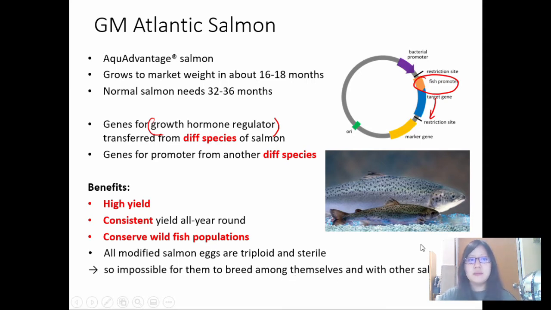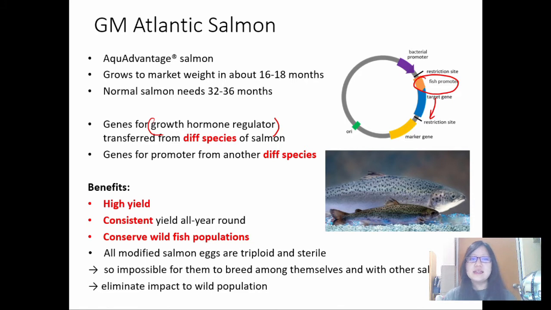So each salmon must be made in the lab and then sent out to the farm. It cannot outbreed with other salmon. Even if they escape, it would just die alone and be forever alone. It won't breed, and that's good because the gene wouldn't be transferred to the wild population, and this eliminates impact to the wild population. So yeah, that's what you need to know for GM Atlantic salmon.